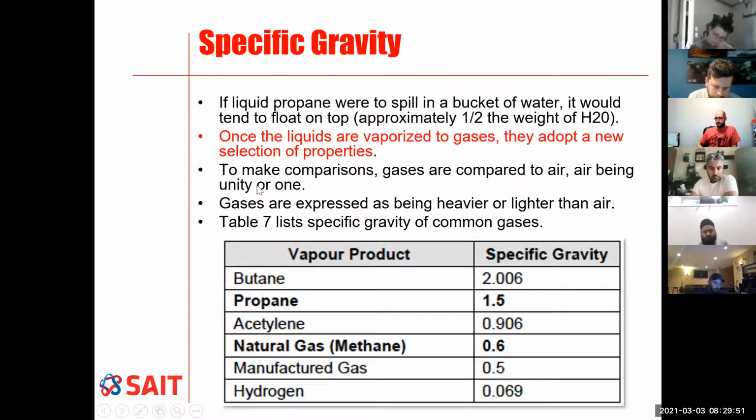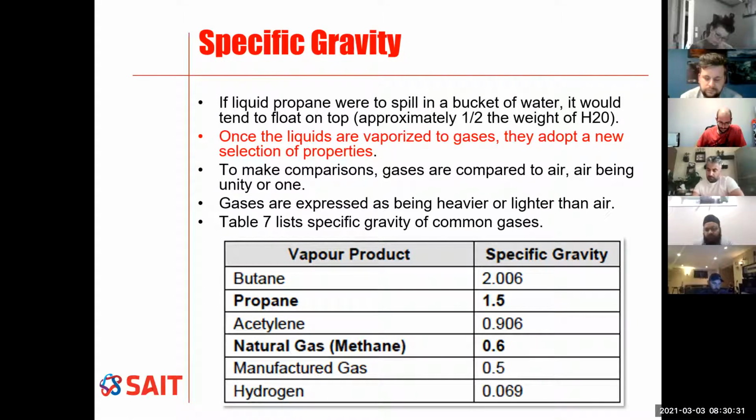If liquid propane were to spill in a bucket of water, it would tend to float on top, but it would have to be at minus 44 degrees Fahrenheit. Once the liquids are vaporized to gases, they adopt a new selection of properties. So here is the vapor specific gravity of these vapors. Propane gas has a specific gravity of 1.5, meaning it is heavier than air.